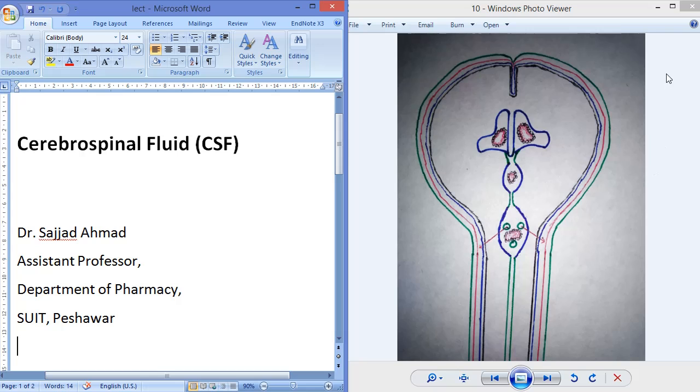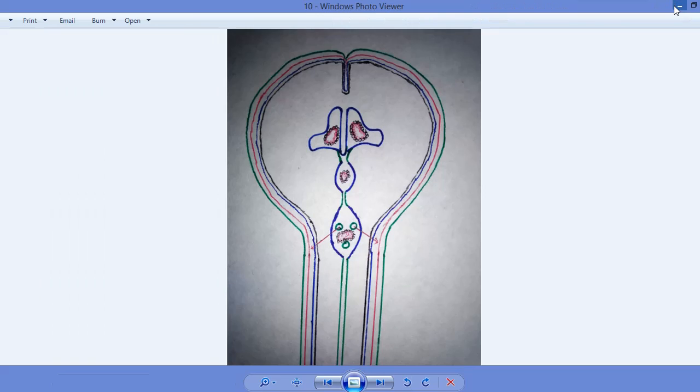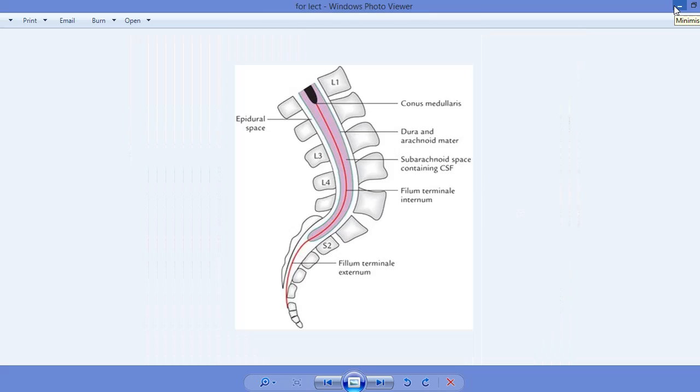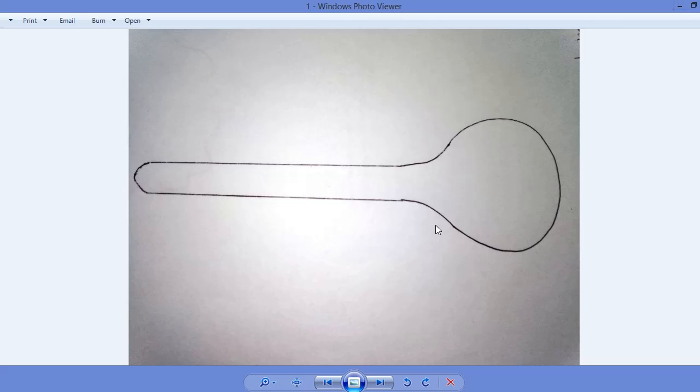To know about the cerebrospinal fluid in detail, we are going to the first diagram. This is the first diagram. In this diagram, we can see that this is the brain and this is the spinal cord. The brain and spinal cord are enclosed by bony structures: the cranium and the vertebral column. The cranium encloses the brain and the vertebral column encloses the spinal cord.